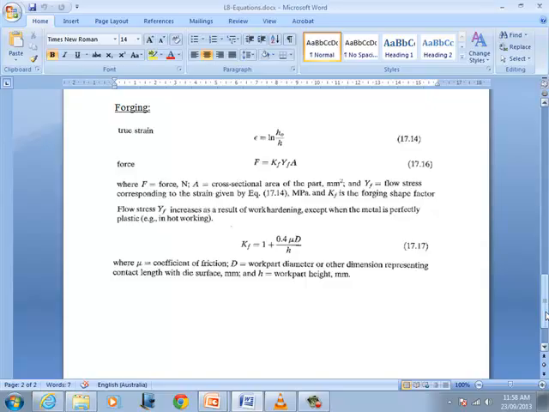In the equation, we've got A, which is the area of the material or cross-sectional area of the material, YF, which is flow stress required to flow the material, and Kf, which is the forging shape factor. What is this shape factor? The shape of the material is not the same. It will be different for different forging parts. And depending on the shape of the material, the magnitude of the required force will be different.